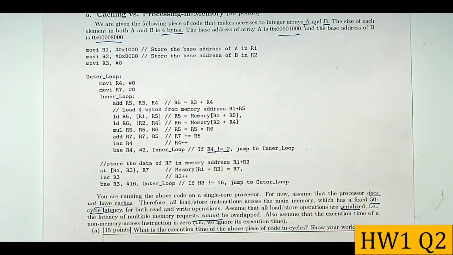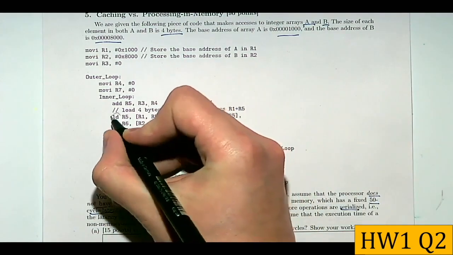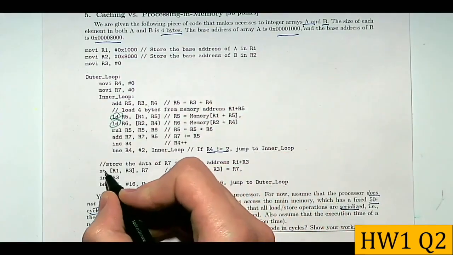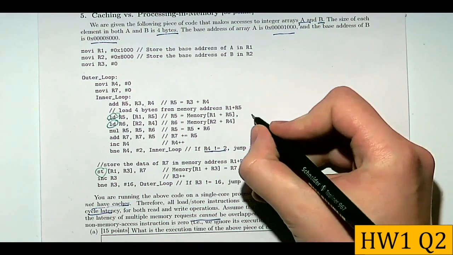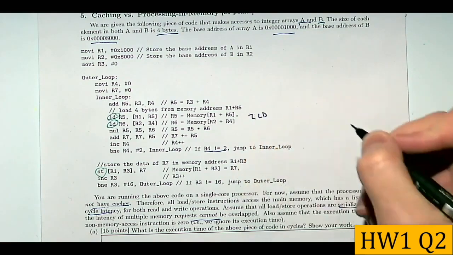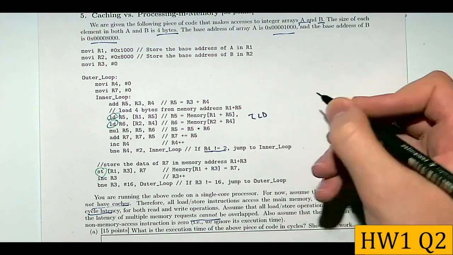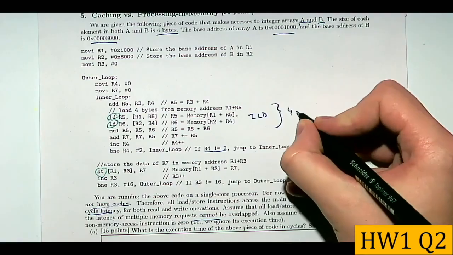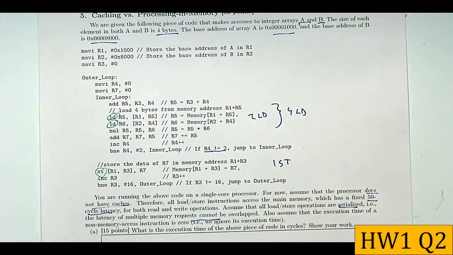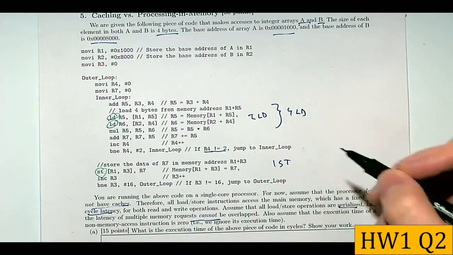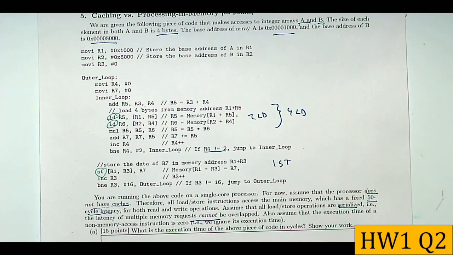So inside the inner loop, we have 2 loads. So we have 2 loads. And at the end of the outer loop, we have a store here. Since we execute the inner loop twice, we'll have 2 loads per iteration and 4 loads per outer loop iteration, and then followed by 1 store. And then we will repeat those 5 memory accesses 16 times.